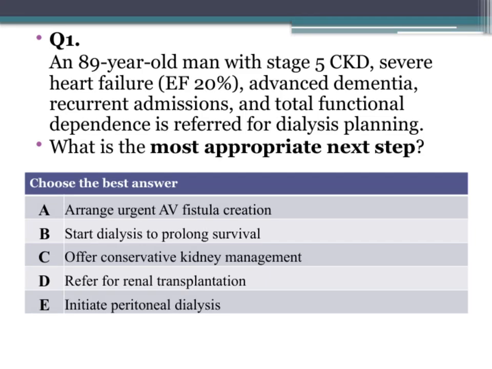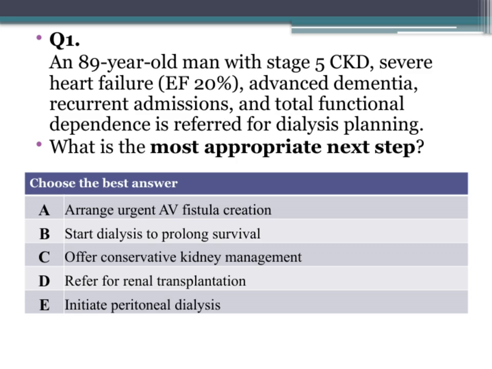An 89-year-old man with stage 5 CKD, which means his kidney function is at its most severe stage. He also has severe heart failure with an ejection fraction of only 20%, indicating very poor heart function. Additionally, he has advanced dementia, recurrent hospital admissions, and is totally dependent in his daily activities. Given this complex clinical picture, the key question here is, what is the most appropriate next step in his care?